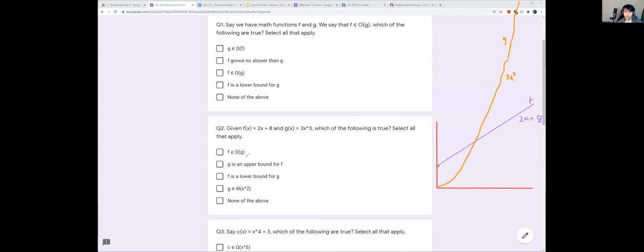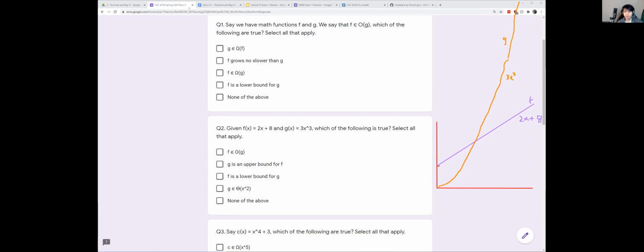So which of the following is true? Well, we know that the orange line will be greater than the purple line for all values of n as n approaches infinity. There's this part at the beginning that we don't care about, where the purple line is still bigger than the orange line, but that's not going toward infinity, so we ignore that part. The orange line is definitely going to be growing faster and being on top of the purple line for all values as n approaches infinity, right?